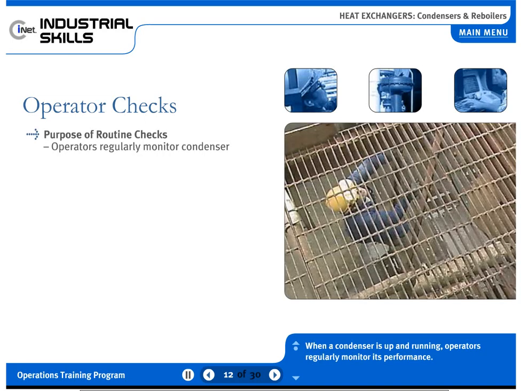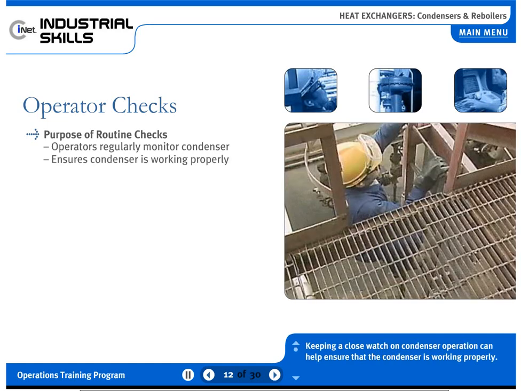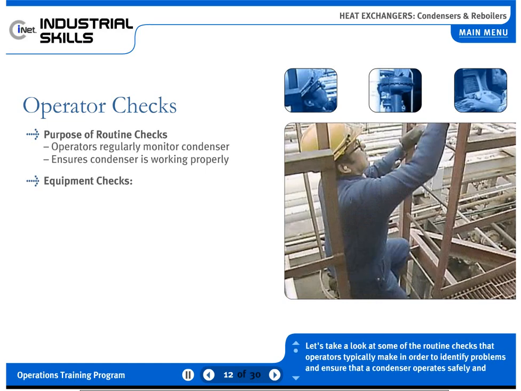When a condenser is up and running, operators regularly monitor its performance. Keeping a close watch on condenser operation can help ensure that the condenser is working properly. Let's take a look at some of the routine checks that operators typically make in order to identify problems and ensure that a condenser operates safely and efficiently.